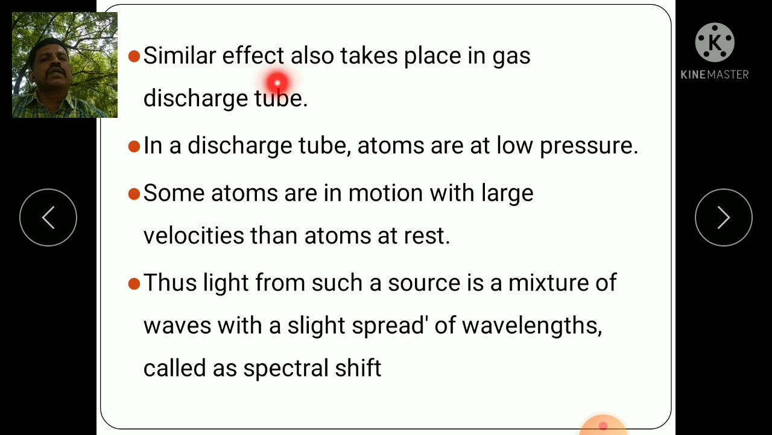A similar effect also takes place in a gas discharge tube. In a discharge tube, the atoms are at low pressure, and some atoms are in motion with larger velocities than the atoms at rest. Thus the light from such a source is a mixture of waves with a slight spread of wavelengths, called a spectral shift.